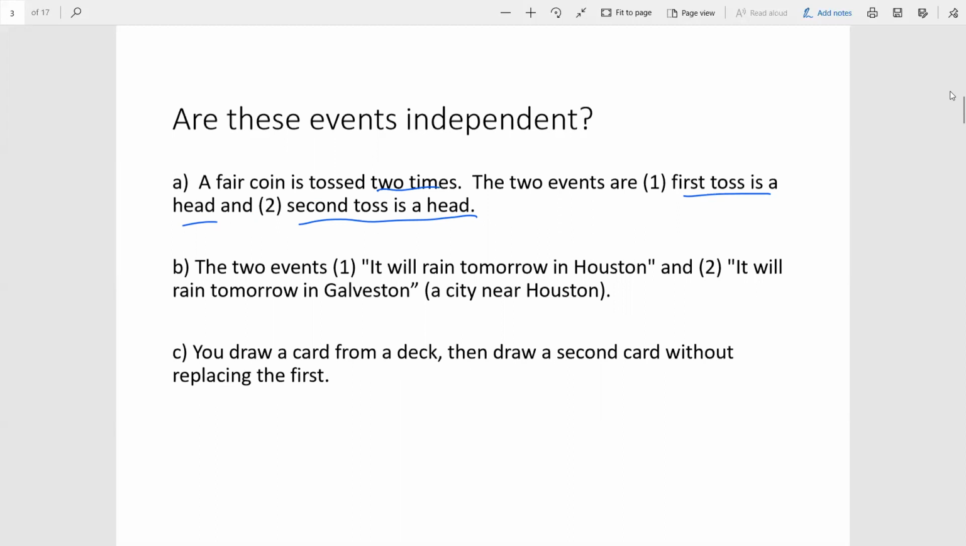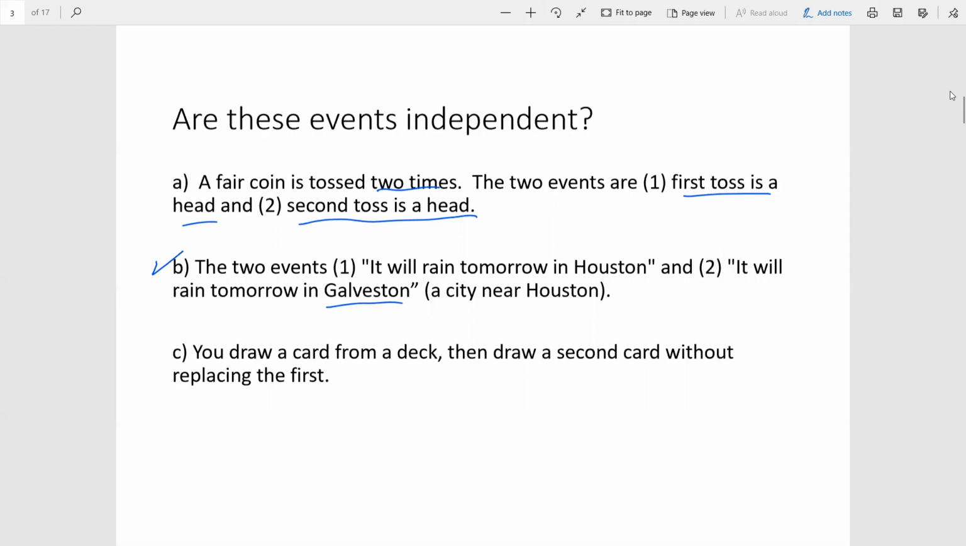The next example, B: the 2 events are, event 1, it will rain tomorrow in Houston, and event 2, it will rain tomorrow in Galveston, a city near Houston. Well, because these 2 cities are close to one another, if it rains tomorrow in Houston, it's very likely going to be raining in Galveston. So they're not going to be independent events.